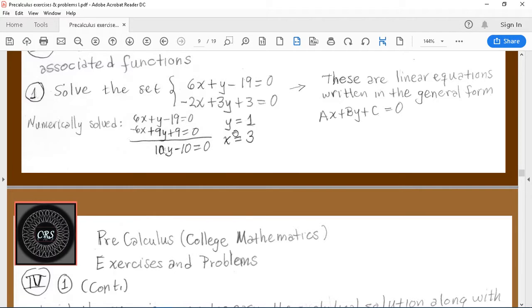And after replacing y equals 1 in either of these two equations, for example, we have y equals 1 here, we have 6x plus 1 minus 19 equals 0, 1 minus 19 equals minus 18, which means that 6x equals 18, so x equals 3.